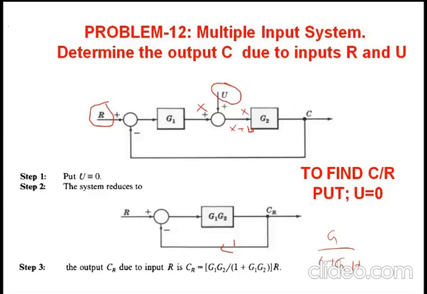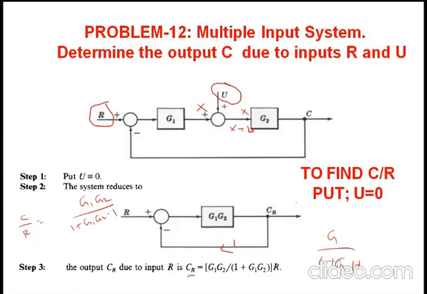Hence, what I can say here is the resultant transfer function with respect to the input R is G1 G2 divided by 1 plus G1 G2. Or else directly you can write C is equal to G1 G2 divided by 1 plus G1 G2, as H is 1, into R. Or further, if you simplify this diagram, you will get C by R is equal to G1 G2 divided by 1 plus G1 G2 into 1 is the answer.